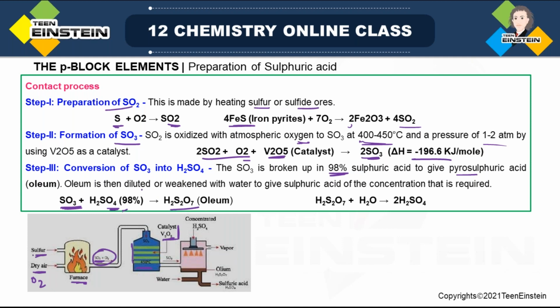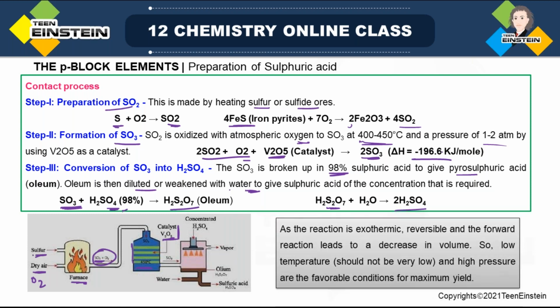Now this oleum is diluted or weakened with water. So directly SO3 is not treated with water. First it is converted to oleum, and then oleum is reacting with H2O, and it is producing 2 H2SO4, because here we have 2 sulfur. Okay, so these are the 3 steps of contact process.